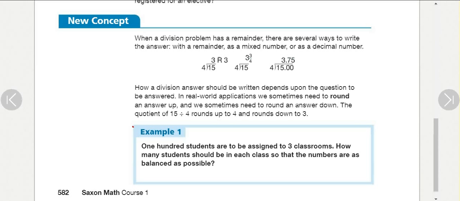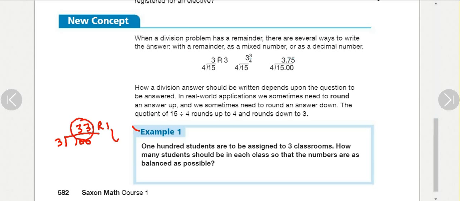For example, in example 1, we've got 100 kids, 3 classrooms. How do I split them up to be as balanced as possible? What am I doing? I'm dividing 3 into 100, right? To get 3 equal groups. And you can fit 33 in 3 times, but you're going to have that one kid left over. So 33 in each room.